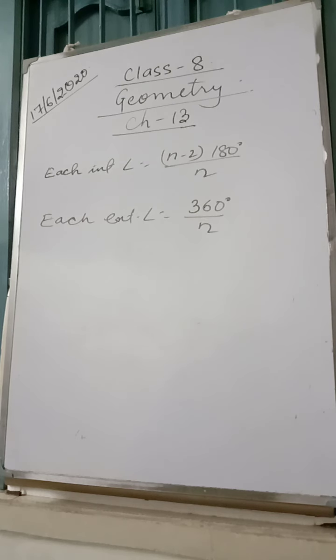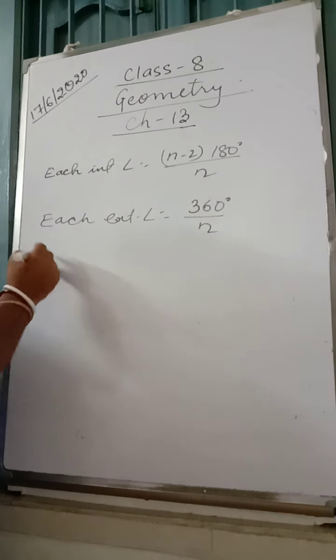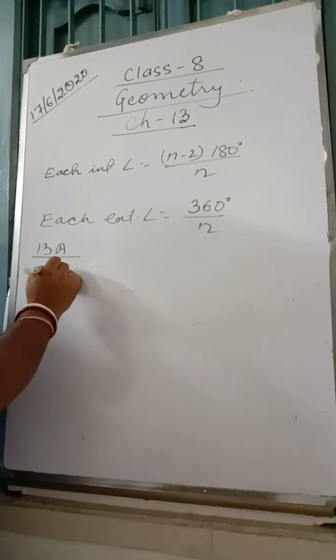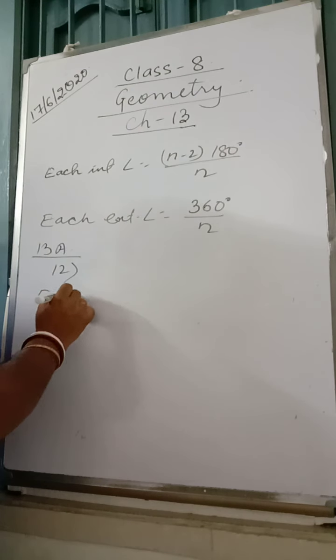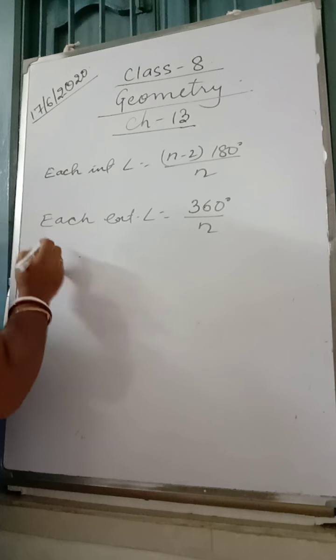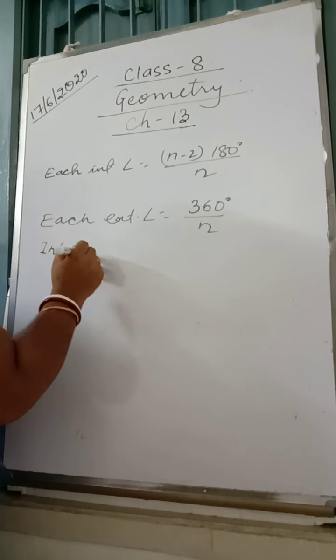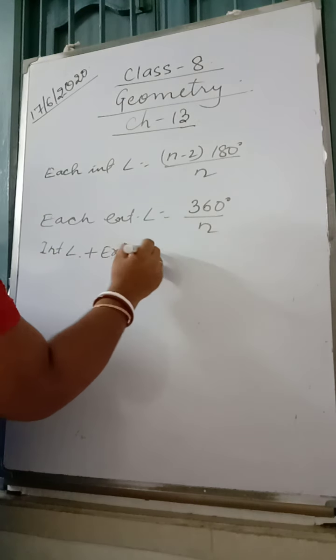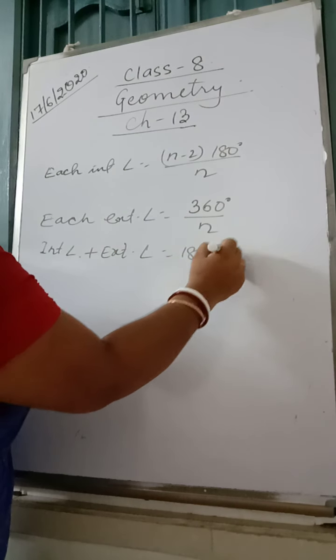Now here it is given, in question number 12 you can see, if each interior angle of a regular polygon is 162 degrees, how many sides does it have? See here, question number 12 from 13A. Each interior angle plus exterior angle is equal to 180 degrees at the vertex.